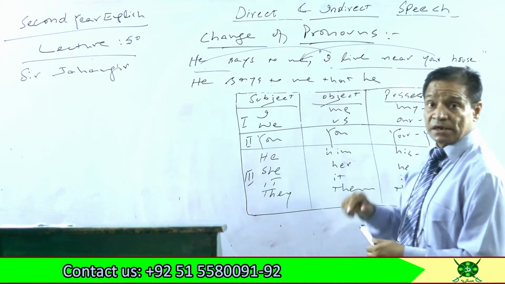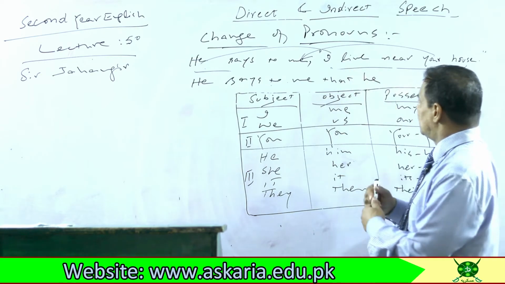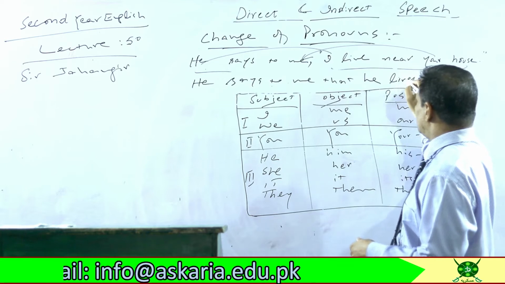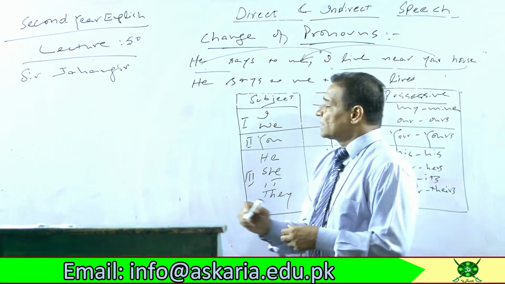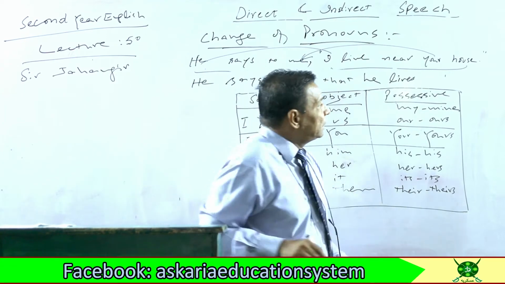Notice present definite tense, and in present definite tense, whenever we have he, she, it, we will use s or es with the first form of verb. He lives. He says to me that he lives near.